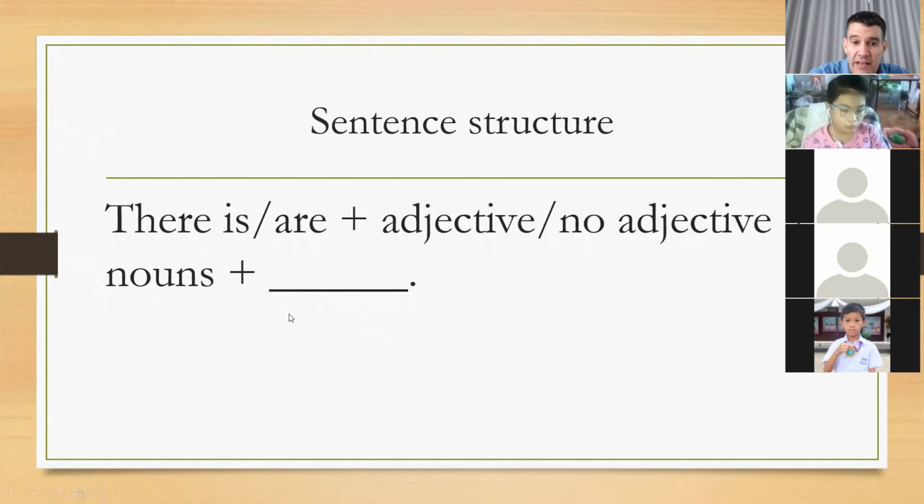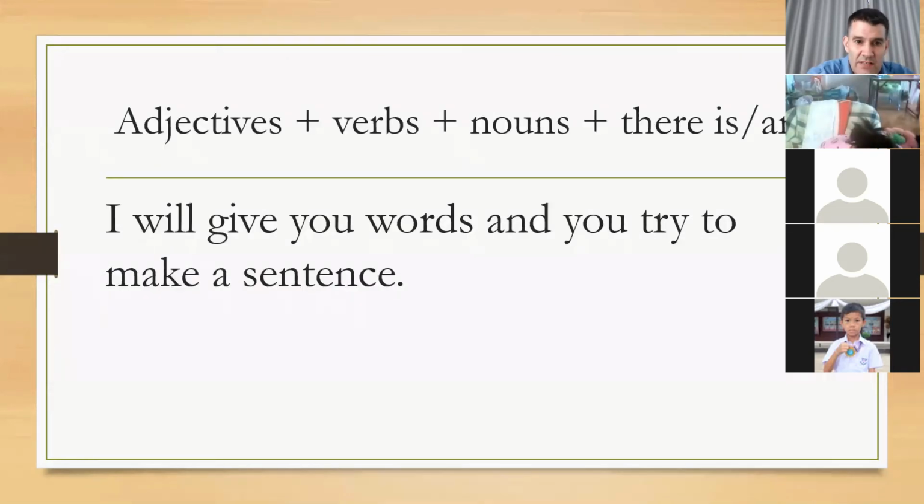And sometimes you can have more words after. So there is a frog sitting. There is a frog jumping. There is a frog sleeping. There are different things that you can say after, but maybe you don't. So I just left this place blank. So next I will give you words and you try to make a sentence out of these words.